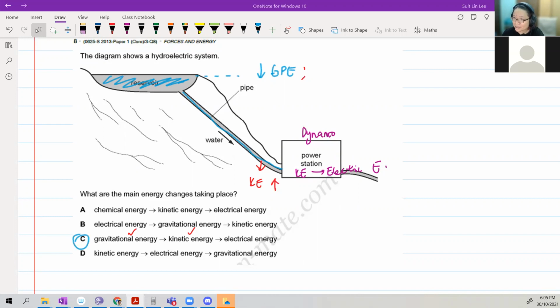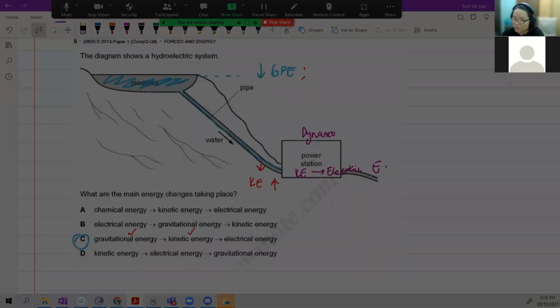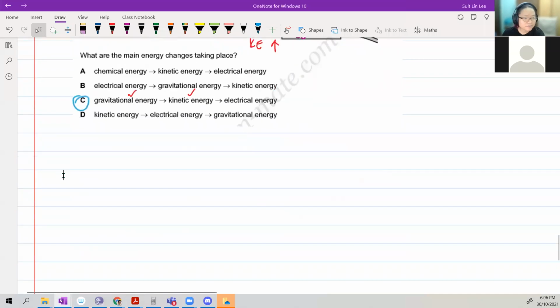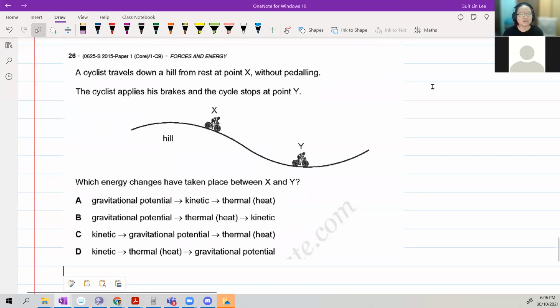Okay, I guess the last one is this one before we go and do some calculation or equation. So we have my dude here. He is going from X to Y without pedaling. Travels down the hill from rest at point X without pedaling. The cyclist applies his brake and stops at Y.